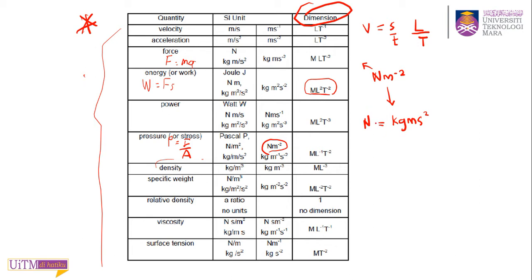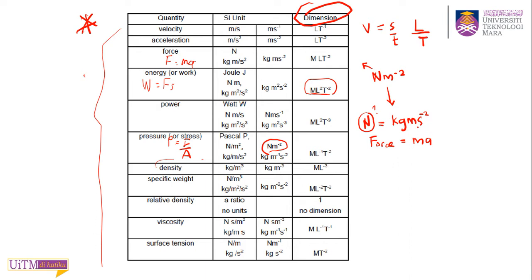So let me ask you, what is Newton? Force. Newton is the unit for force, F. So what is force? Mass times acceleration. That's why you get this: M is kg, A is m s minus 2. Okay, that's correct.